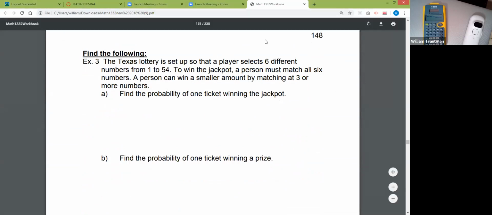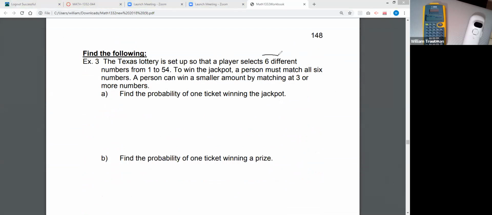Okay, lottery time. The Texas lottery is set up: 6 different numbers from 1 through 54. You must match all 6 numbers. So there's 1, 2, 3, 4, 5, 6 numbers.